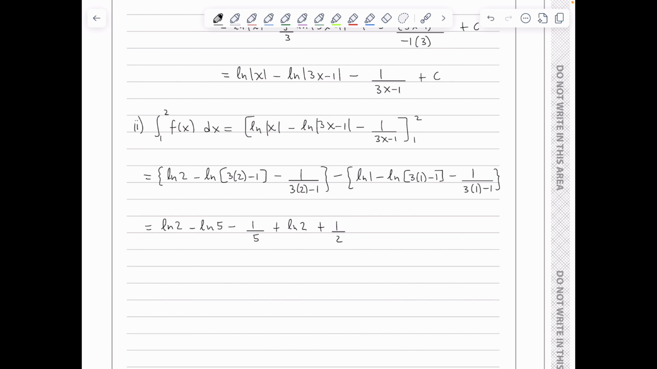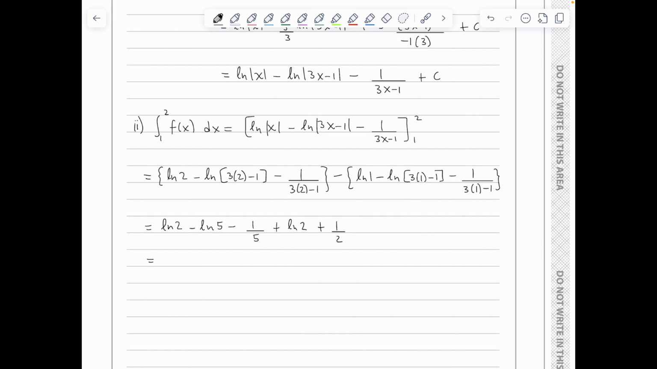Remember, I need to get my answer in the form a plus ln b, with a and b being integers to be found. So I will combine the logarithms together. We know that the sum of logarithms leads to the logarithm of the product. And then when I've got subtraction, then I divide within the logarithm.